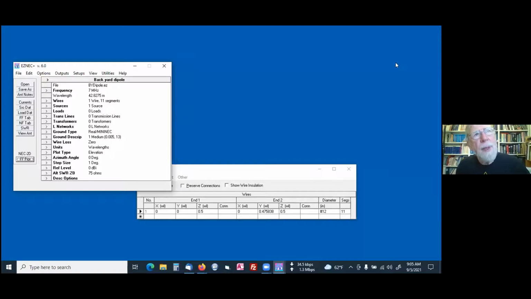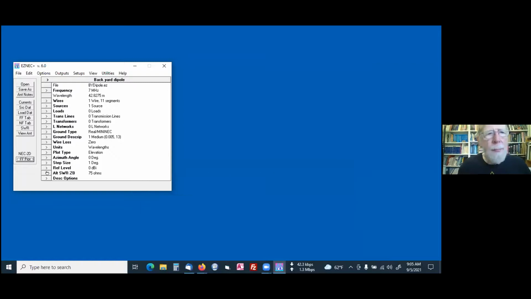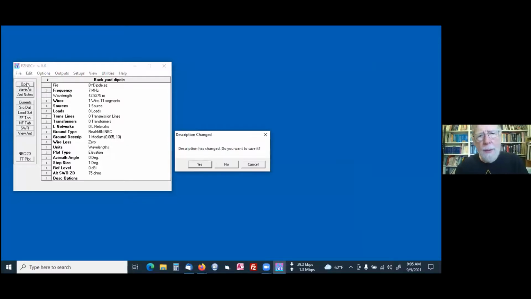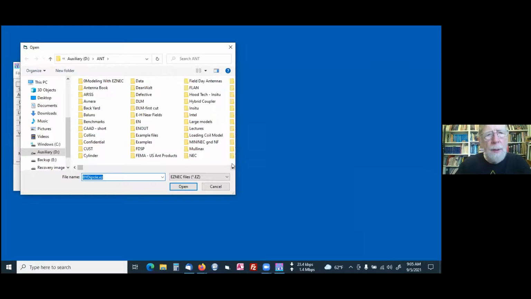And a lot of people make the mistake of thinking, well, the reason that the short antenna doesn't radiate well is because it's short, and somehow a short antenna just can't radiate well enough. Well, let's test that and see what the deal is here. So another example file is dipole 1.